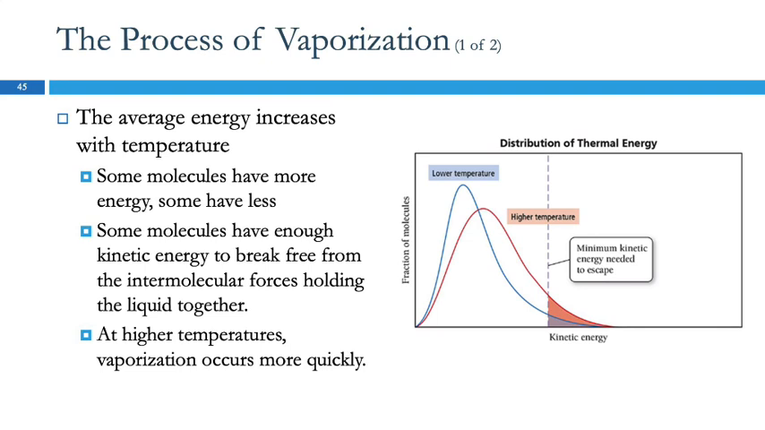And that should make sense, because how do we dry our clothes? We put them in the dryer, right, which heats them and blows air through them. Why do we heat them? Because that makes them dry faster. Evaporation occurs more quickly at a higher temperature.